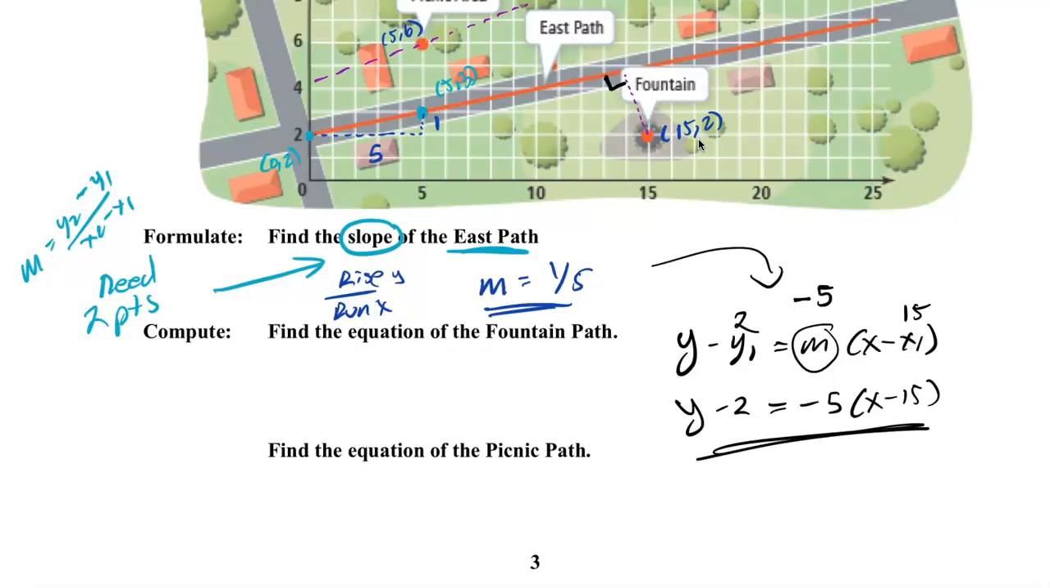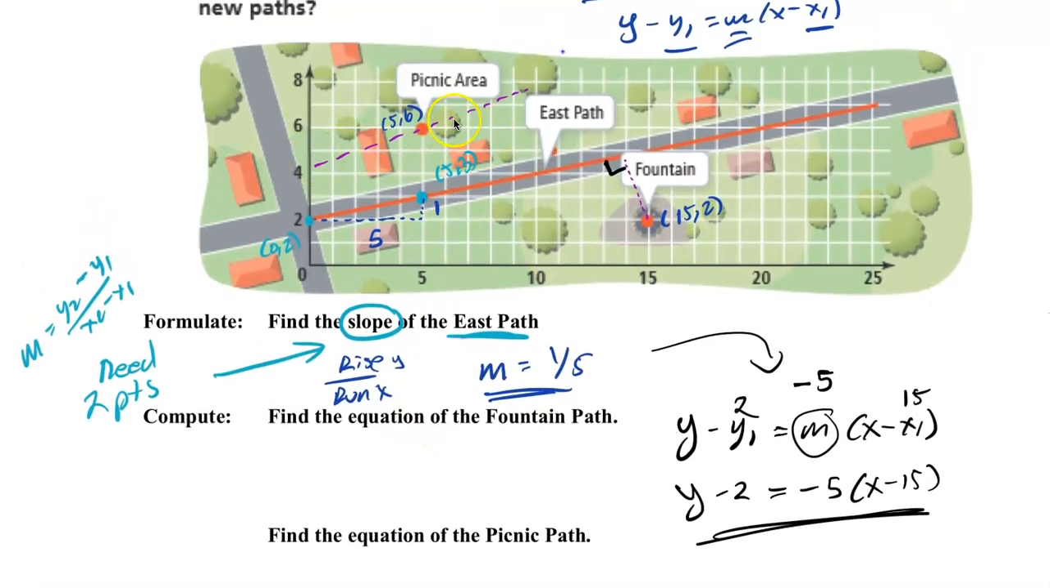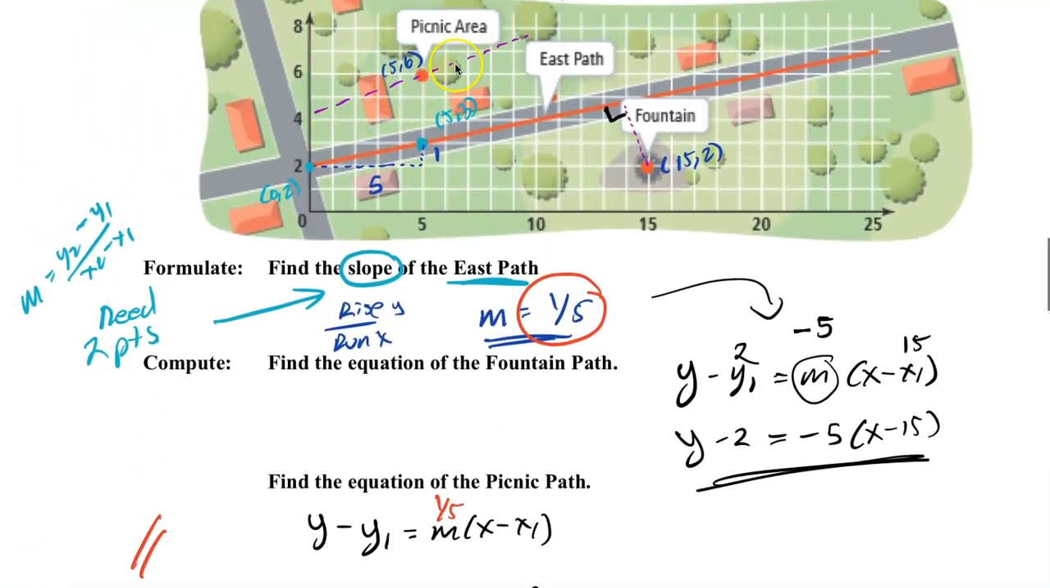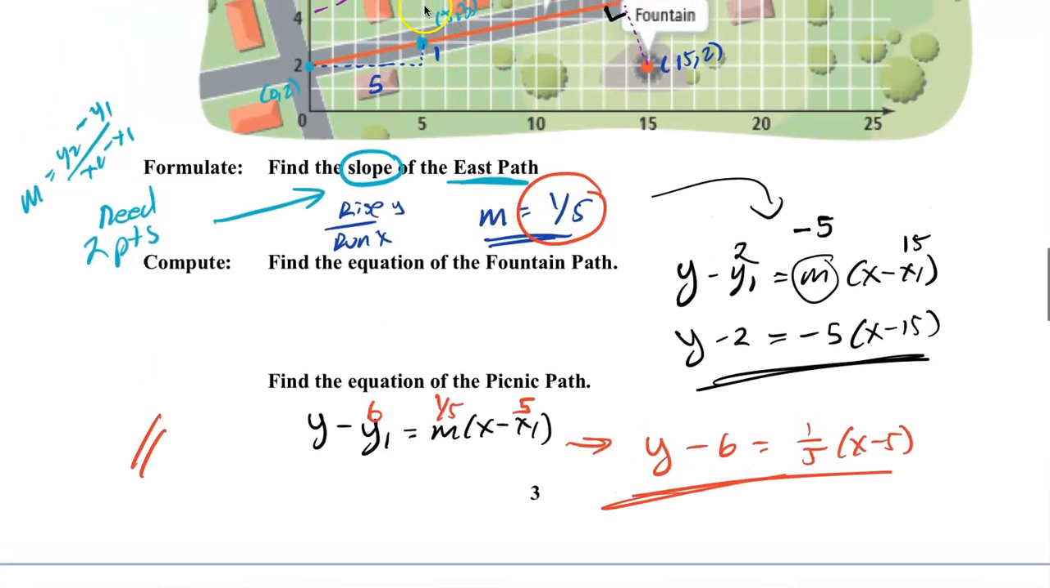There we go. Now let's find the equation of the picnic path. Here's our picnic path. So that one's parallel. So we're going to use the same slope that we started off with. It's parallel to that one, so we're going to use that as our slope. And then the point they gave us was 5, 6. So we get y minus 6 equals 1/5(x minus 5). And that's how we do it. That's the video.